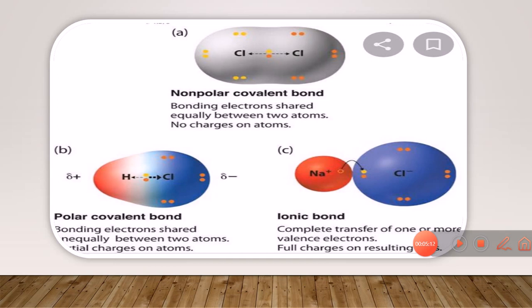So this is the polar covalent bond, and the ionic bond is formed by the total transfer of the electron from one atom to the other.